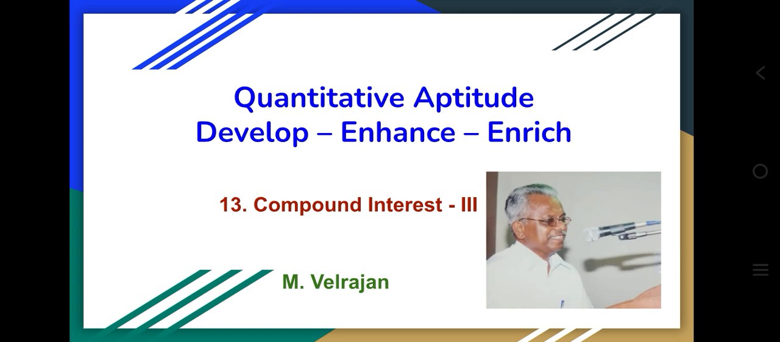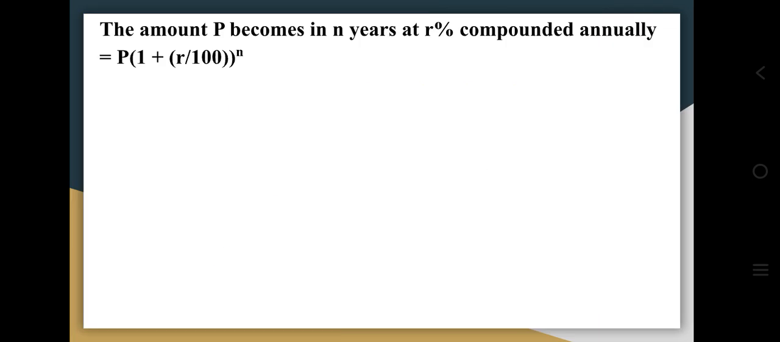In this 13th video, we continue to solve certain problems on compound interest. First, we recall the compound interest formula. The principal amount P becomes in n years at R% interest rate compounded annually as P into (1 plus R by 100) whole power n.